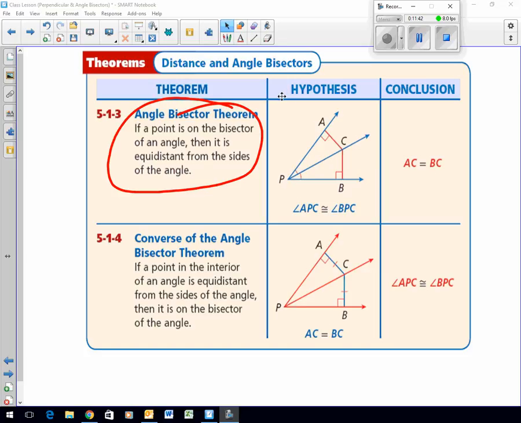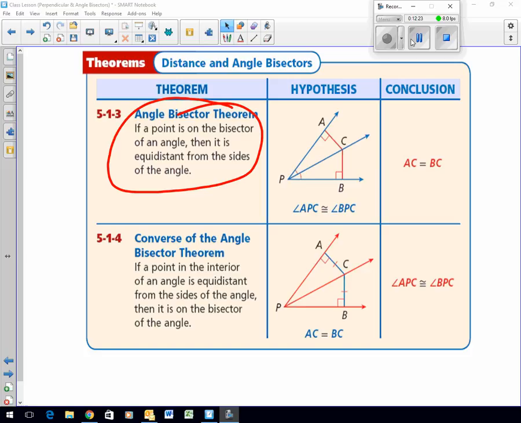Couple things to notice here. How do I know if I have an angle bisector? What does an angle bisector do to an angle? What does the bisector do? Cuts it in half. I'm throwing softball questions your way, and a couple people are getting them right this morning too. Right? It cuts it in half. So CP represents the angle bisector of APB.